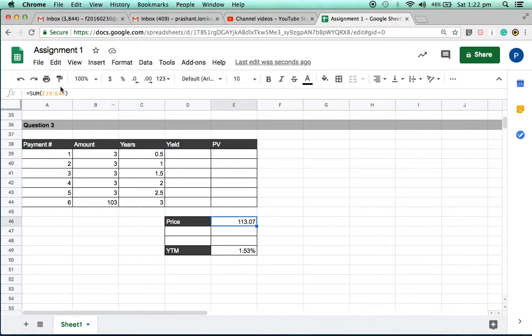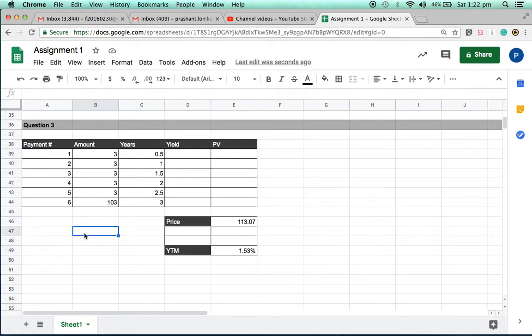You might be confused as to what this sum here is, so please ignore that. Just note that the price is 113.07. Now you can see that the YTM is calculated here, but I just want to show you how I've done that. So I'll just try to make it work here.